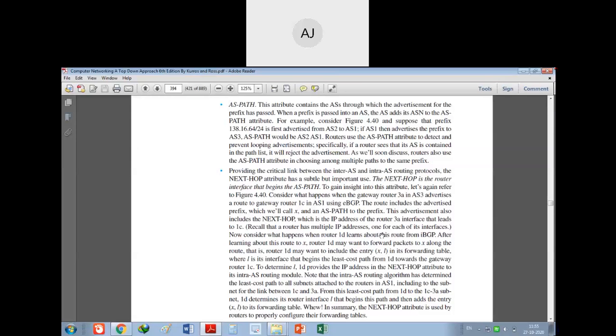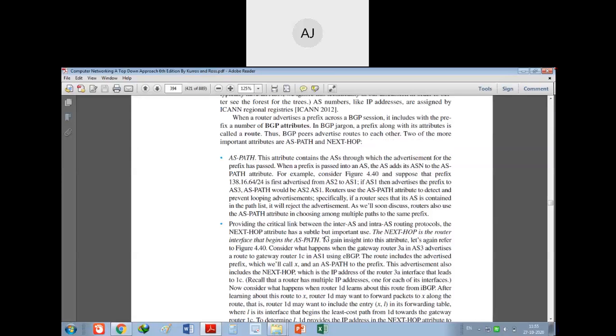So this is the real-time example of these attributes of the autonomous system, the BGP protocol.